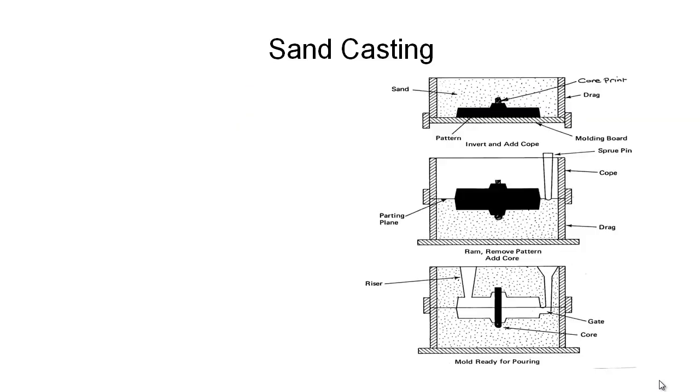We're going to use the following diagrams to talk you through a typical sand casting process. So the first step is for us to develop what we call a pattern. And a pattern is basically a reproduction of the part that we want to actually manufacture with a few small changes.